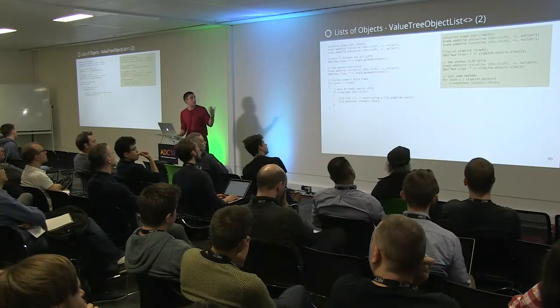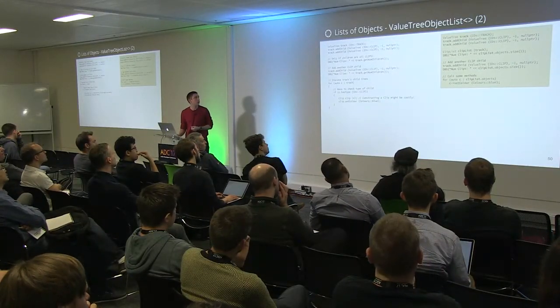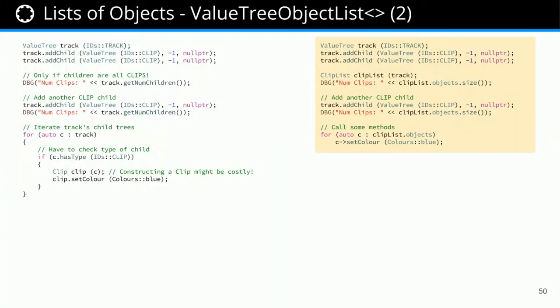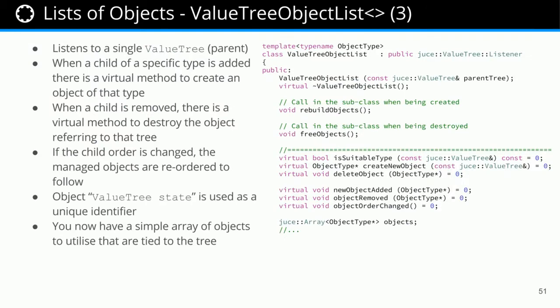With a ValueTreeObjectList, we end up with a much simpler use, where we construct our track in the same way, but then we create a clip list around a track. We can then just ask it for the size of its objects, which we know are all going to be clips. And then we add another one. It automatically creates another object that we can just iterate through using a range-based for and call our methods on. So what does a ValueTreeObjectList look like?